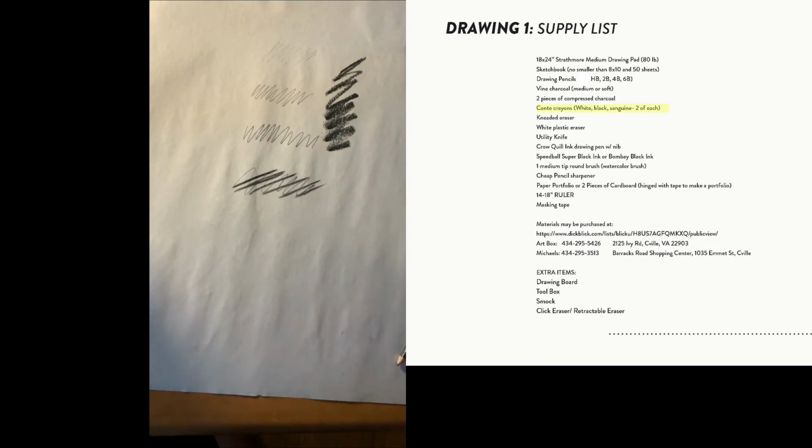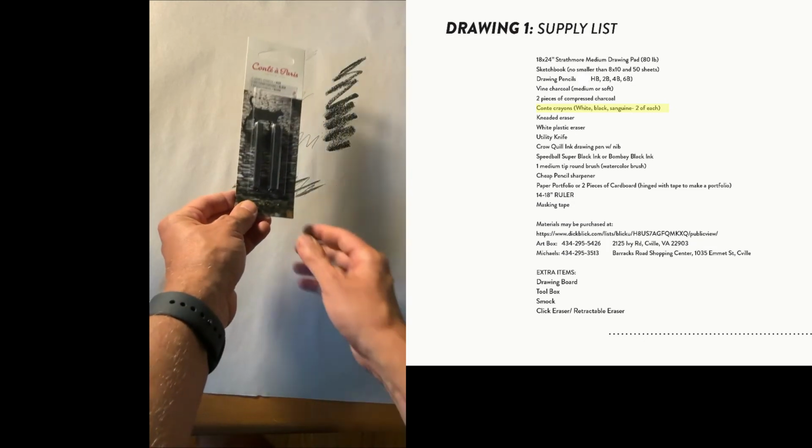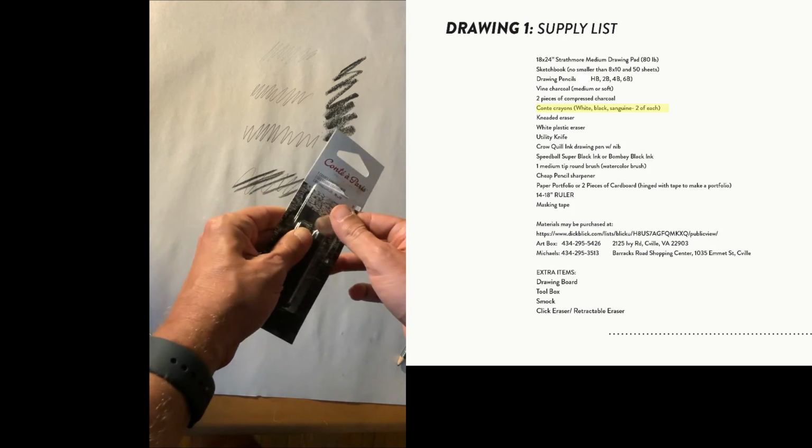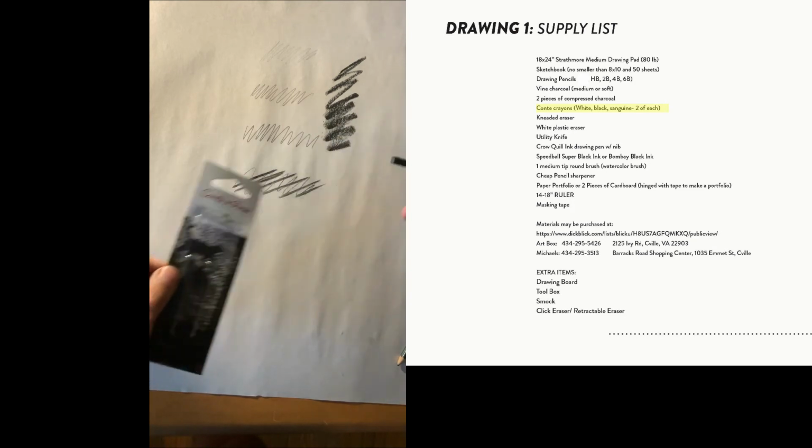And the next thing that we're going to look at is our Conte crown. Now I'm only requiring you guys to get the black Conte crown. Now black Conte, and I'm going to open this up so we can kind of look at it. The black Conte crown has a little bit more wax.